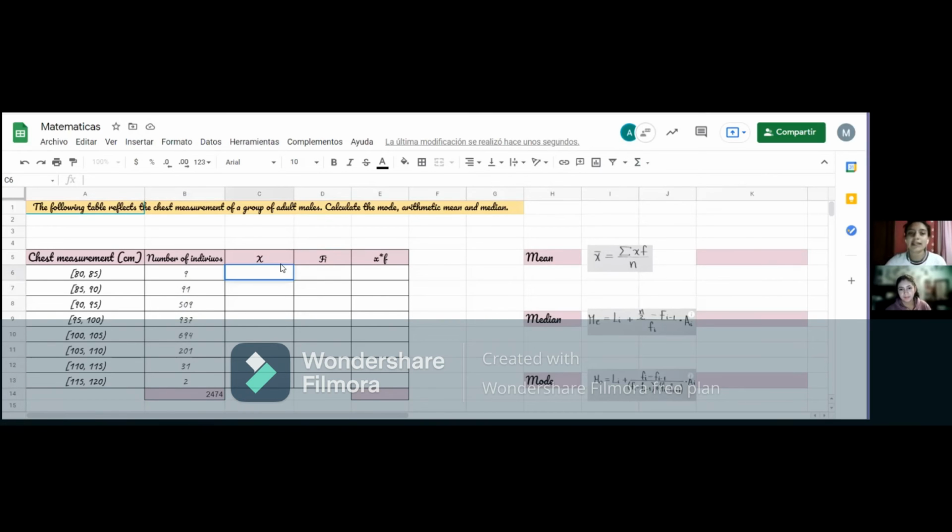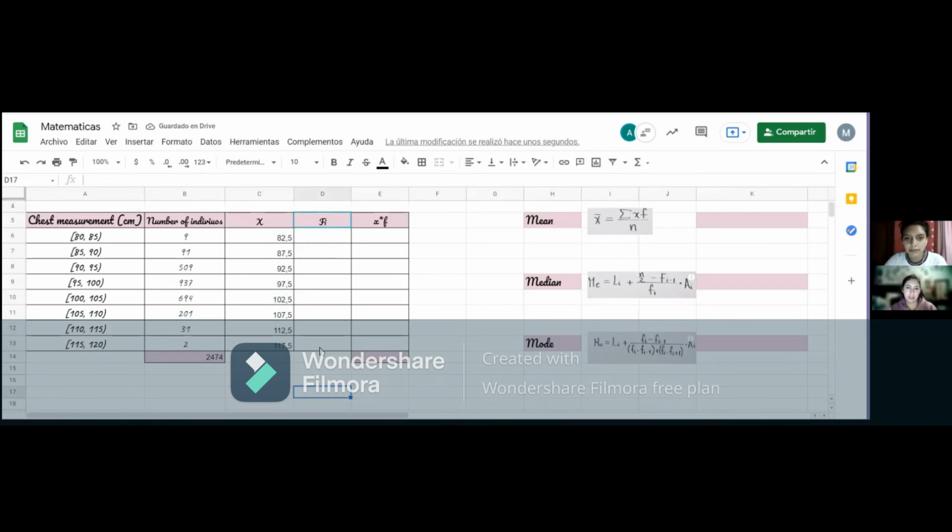Then we get the class mark by adding the lower limit plus the upper limit and dividing it by 2, thus obtaining the result. For example, in this exercise, we have 80 and 85. 80 plus 85 divided by 2 is 82.5. And we obtain all the results in the same way.